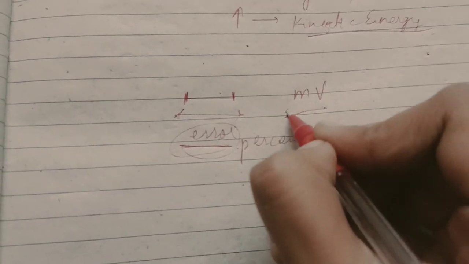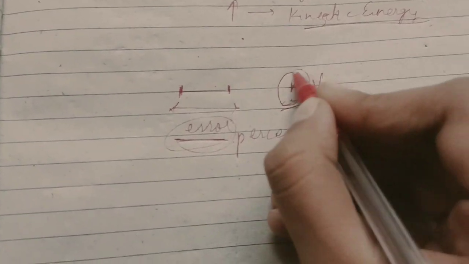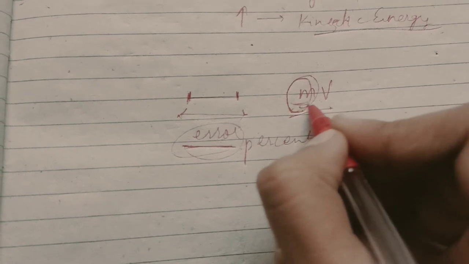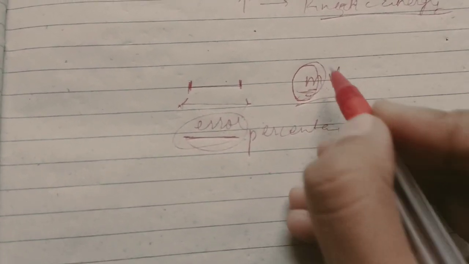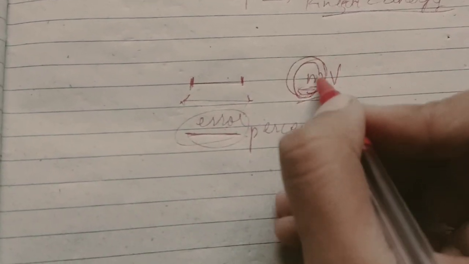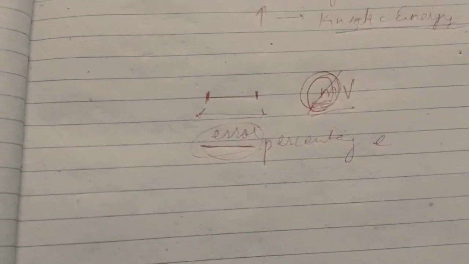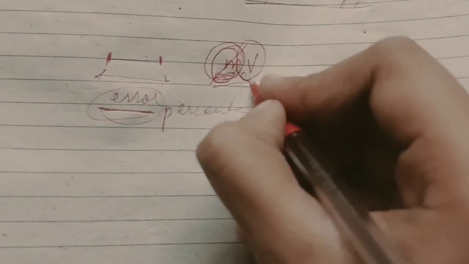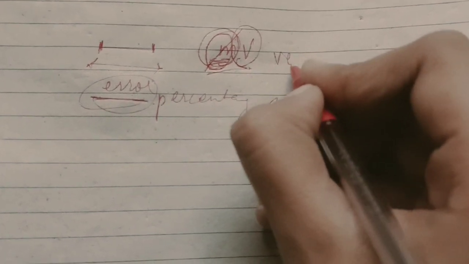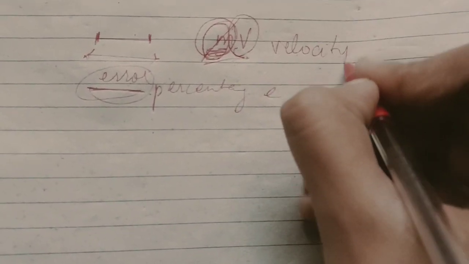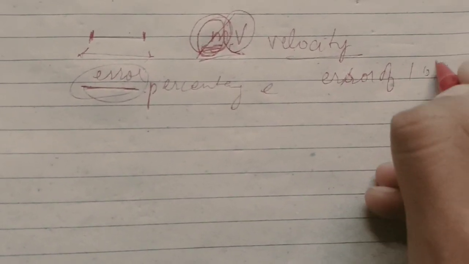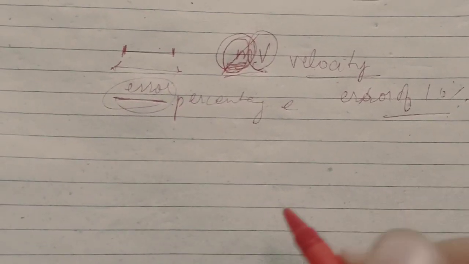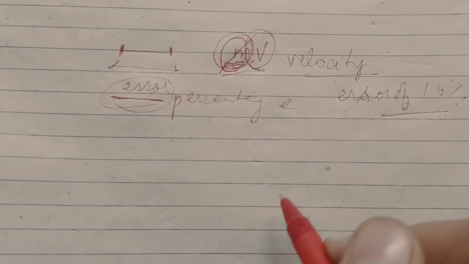Momentum is mass into v. Sorry, this is not momentum, this is mass. So this mass into v, the mass is constant, so it doesn't increase anymore. The increment is done only in velocity. So velocity has an error of 10%.